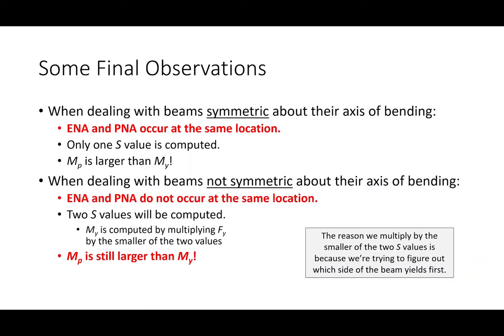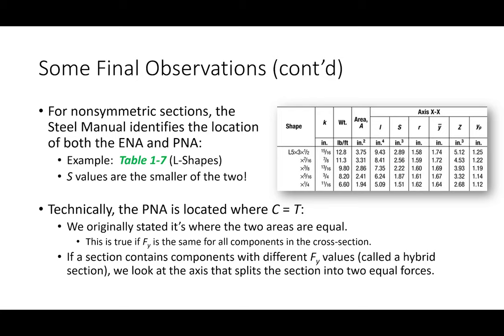I do have one final thing to show you, okay? I want you all to turn to table 1.7, the angles. So, is everybody in agreement that the elastic neutral axis and the plastic neutral axis are not in the same spot all the time, unless there's symmetry? Well, one shape where there is no symmetry is an angle, okay?